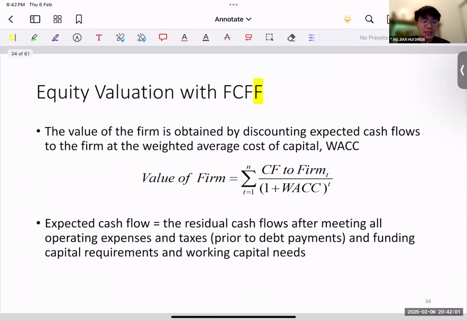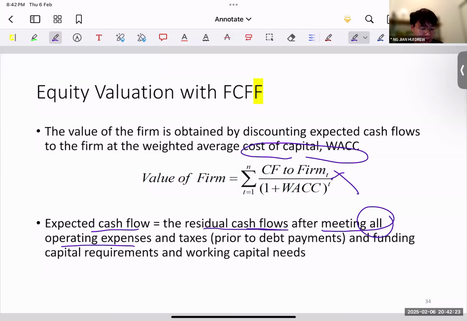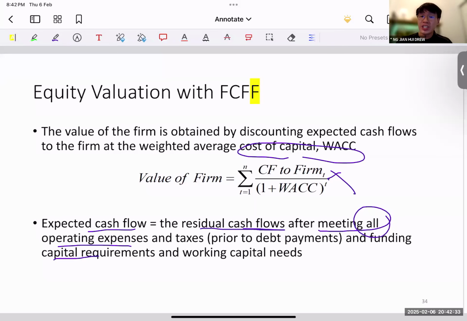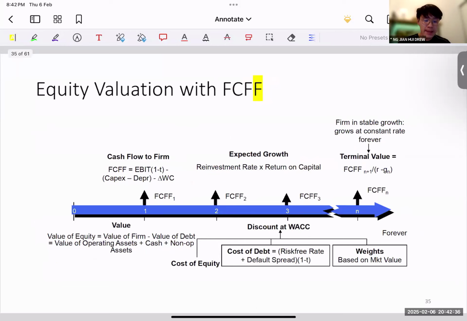Okay, so let's look at FCFF first, which is to the firm. Again, like we talked about, we use the cost of capital, WACC. We need the cash flow to the firm, and then we do a summation, right? Of course, we discount them as well. So the expected cash flow is the residual cash flow after meeting all operating expenses and taxes and funding capital requirements and working capital needs. And so the question is, how do you determine this cash flow?